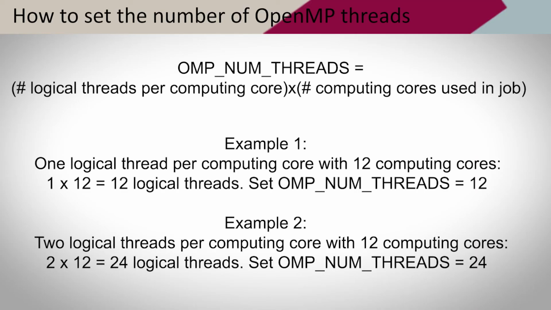Now, the number of OpenMP threads is equal to the number of logical threads per computing core multiplied by the computing cores used in the job. For example, one logical thread per computing core with 12 computing cores equals 12 logical threads. In this case, set the OMP_NUM_THREADS keyword to 12. If there are 2 logical threads per computing core with 12 computing cores, set the OMP_NUM_THREADS keyword to 24.